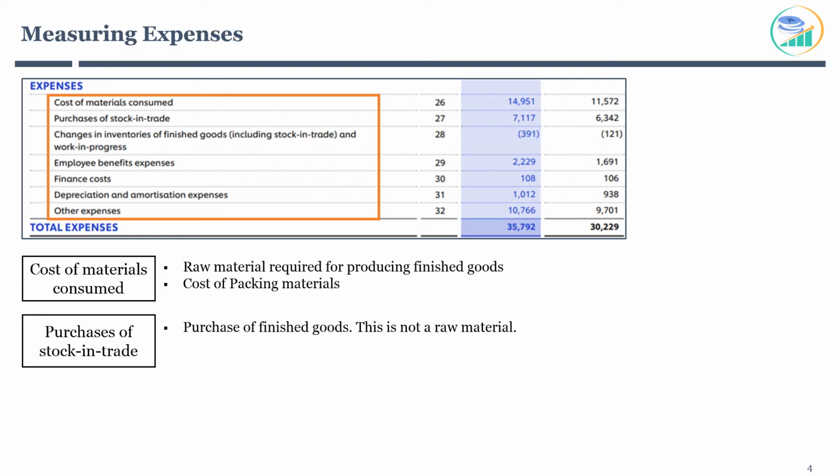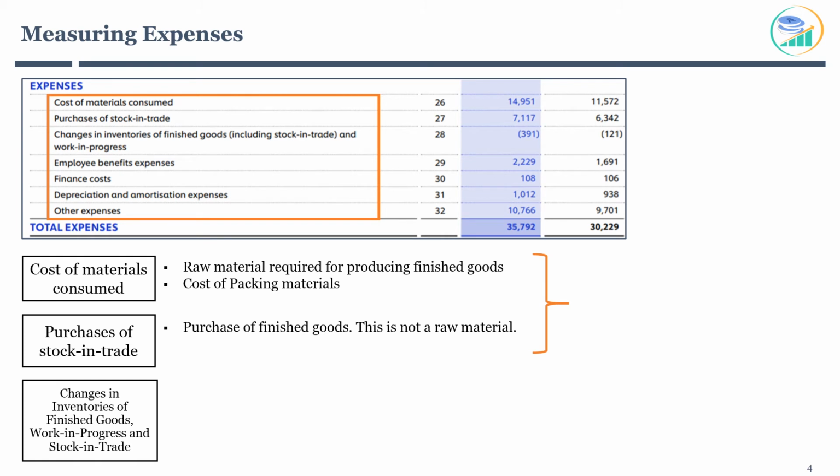Please note, cost of materials consumed and purchases of stock in trade are the expenses directly associated with producing products or providing services. In general, this expense increases with an increase in revenue. Next line item is changes in inventories of finished goods, work in progress and stock in trade. This can be a little bit tricky concept to understand. When a company makes a product, there are associated expenses.